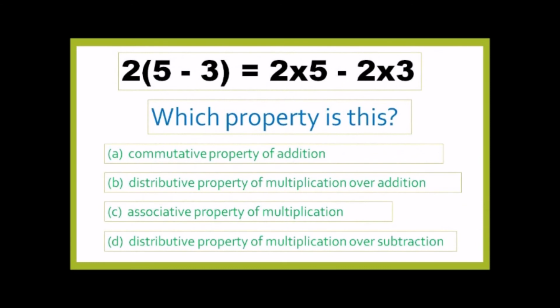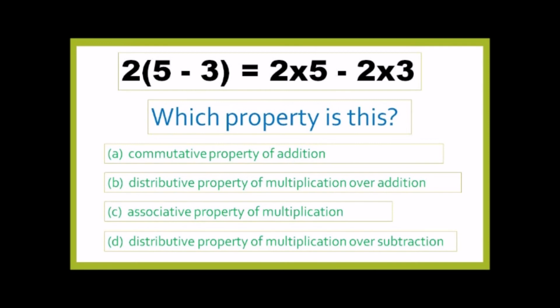Now let's do 2 in parentheses 5 take away 3 is equal to 2 times 5 minus 2 times 3. Which property is this? Is it A, commutative property of addition, B, distributive property of multiplication over addition, C, associative property of multiplication, or D, distributive property of multiplication over subtraction?